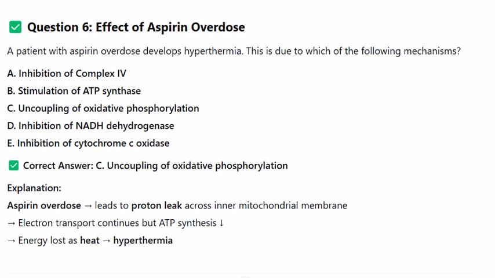Explanation: aspirin overdose leads to proton leak across the inner mitochondrial membrane. Electron transport continues, but ATP synthesis decreases. Energy is lost as heat. Hyperthermia.